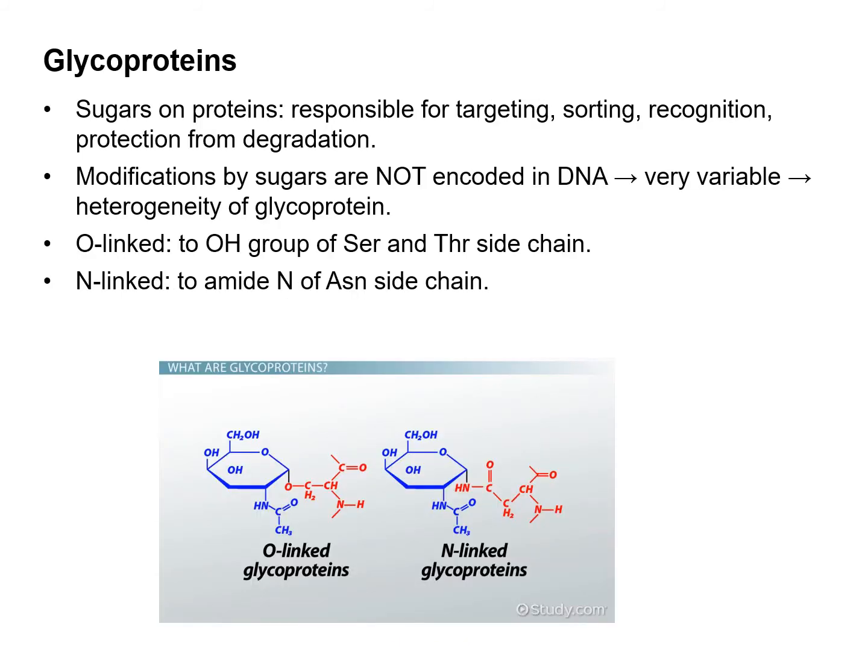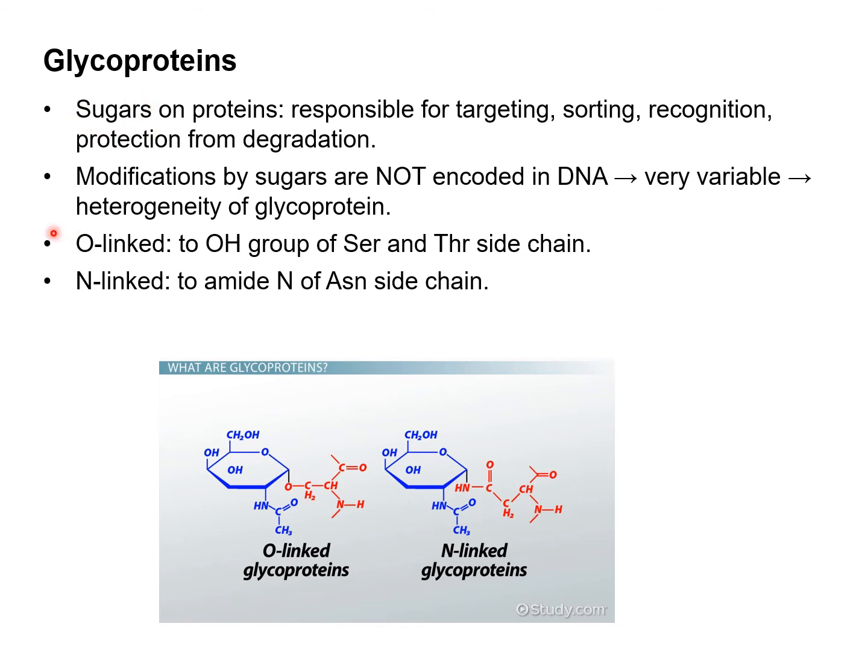Glycoproteins are proteins decorated with sugars, and this sugar plays a critical role in regulating such proteins. They're responsible for targeting of the proteins for their subcellular localization, sorting of them in the cell, as well as recognition of the interaction partners, and also the protection of those proteins from their degradation. And these modifications by sugar are not encoded in DNA, so it happens only post-translationally, meaning that there is a lot of variability, which gives the high degree of heterogeneity of glycoproteins, and also their degradation of the sugars.